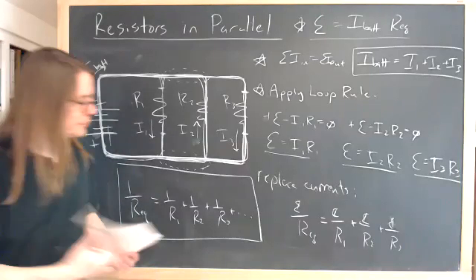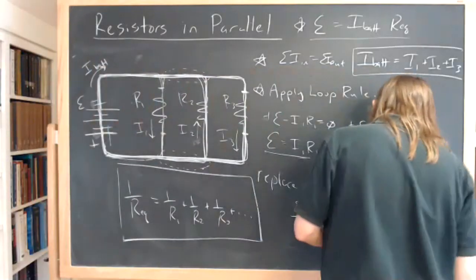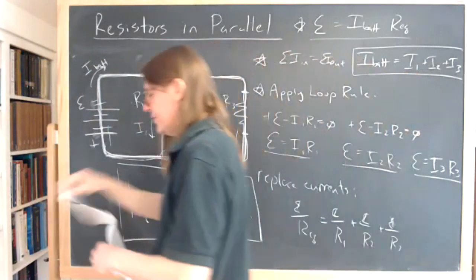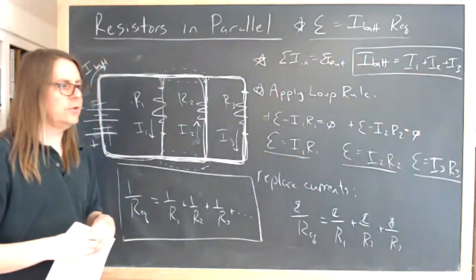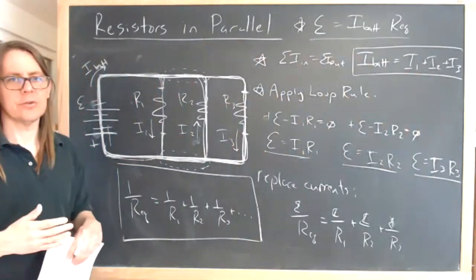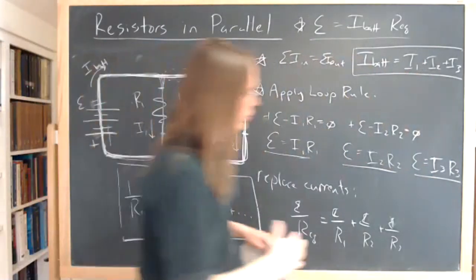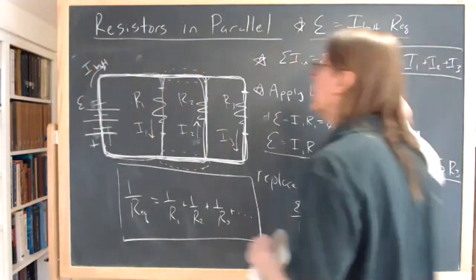Let's see. Okay, so that is the two cases of resistors. What we've got to do now is use that to solve a complex circuit that has mixtures of series and parallel.